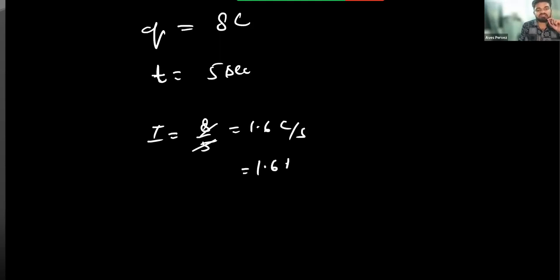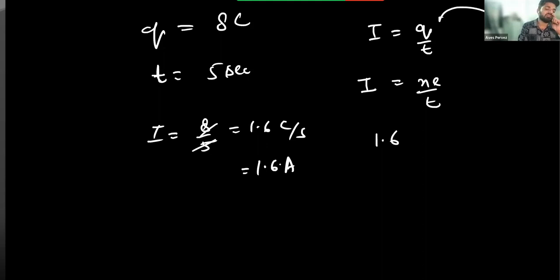So we can say that 1.6 ampere current is passing through it. Now we know I is equal to Q upon T, and this Q is also equal to N into E. So in place of this Q, we can write N into E by T is equal to I. I is being given as 1.6, because if 8 coulomb charge passes in 5 seconds, then in every second 1.6 coulomb charge will be passing, and the charge that passes once in every second is called current. So if 1.6 coulomb charge is passing per second, it means 1.6 ampere current is there.